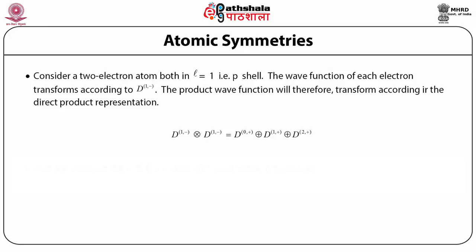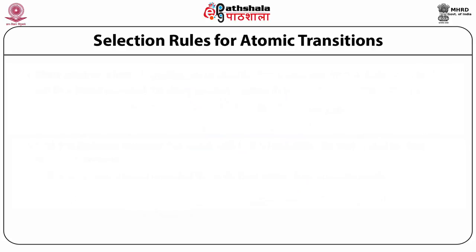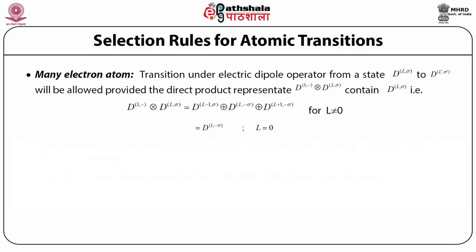The direct product gives three representations, all of the same parity, which is positive, because both electrons have negative parity and their product has positive parity. Therefore the direct product of the two electrons in the P shell has a representation as a sum of representations corresponding to L equal to 0, 1 and 2, all with even parity. Thus the atom can be in the state L equal to 0, 1 or 2 with even parity in each state.